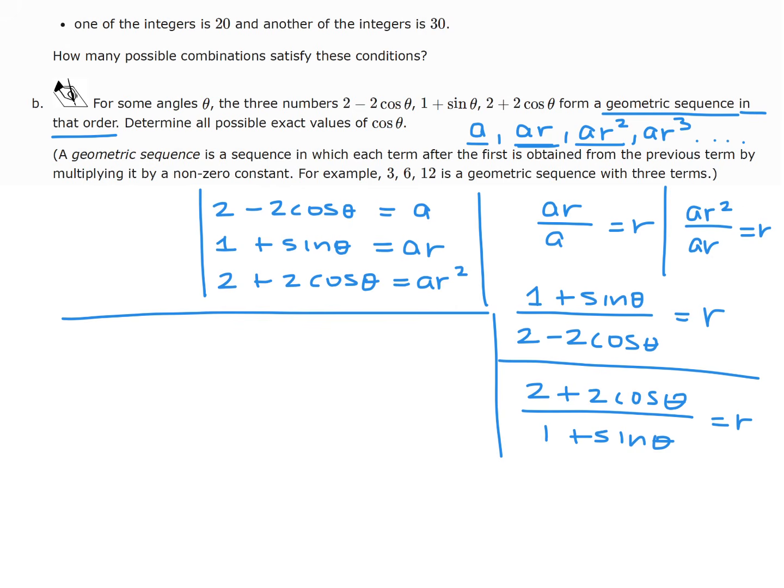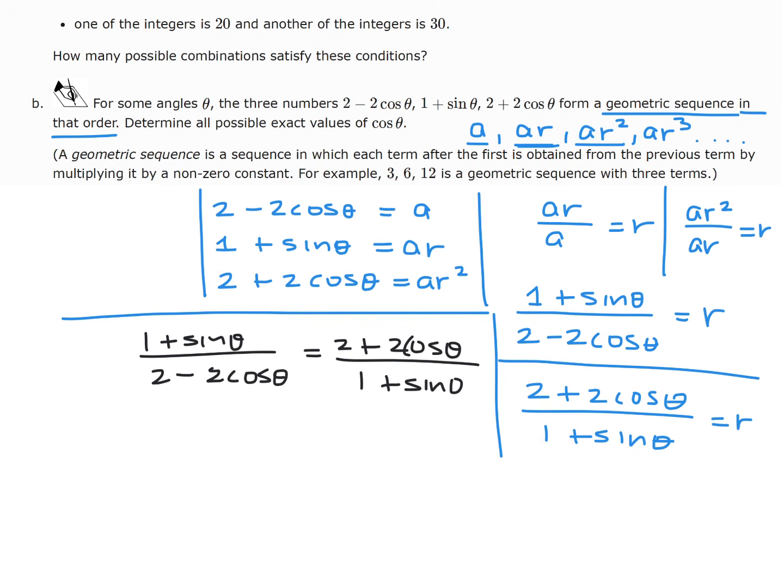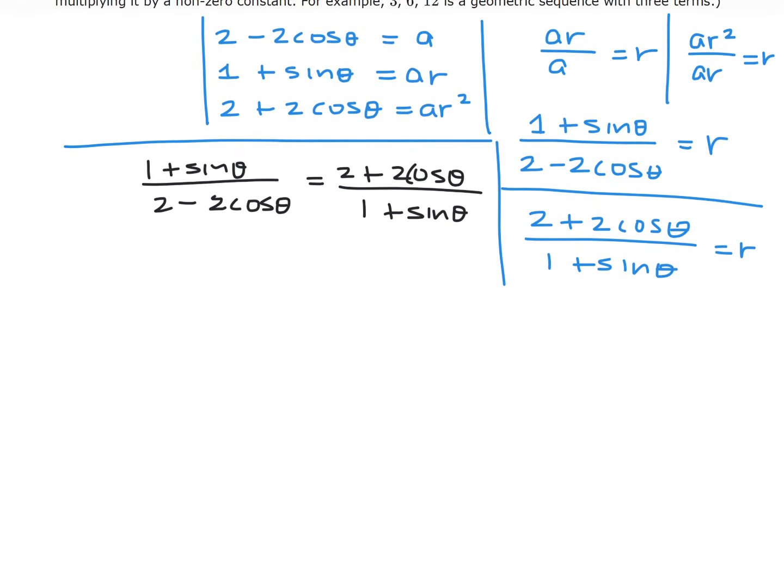And when we set them equal to each other, we get (1 plus sine theta) over (2 minus 2 cos theta) is equal to (2 plus 2 cos theta) over (1 plus sine theta). And let me just see if I did this right here. I think so. All right, so let's cross multiply.